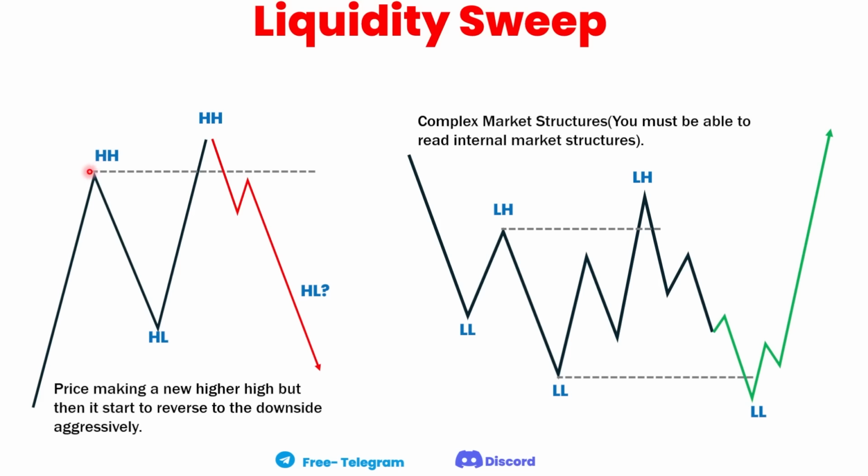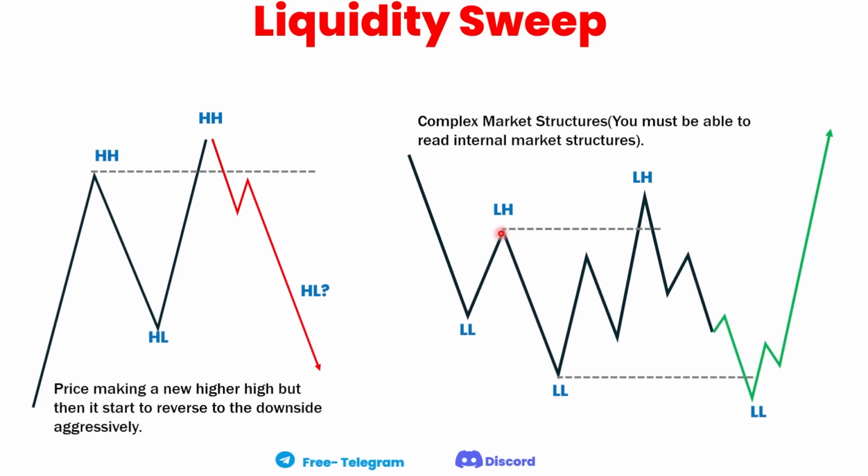We have, let's say, a high around this area, and then we have a higher low, and then we have a higher high here. So in this area is where we will be looking to make some short positions, because after making a new higher high, price is likely to reverse to the downside.